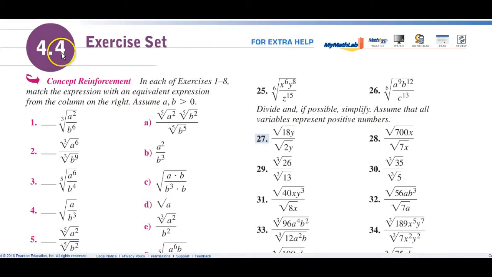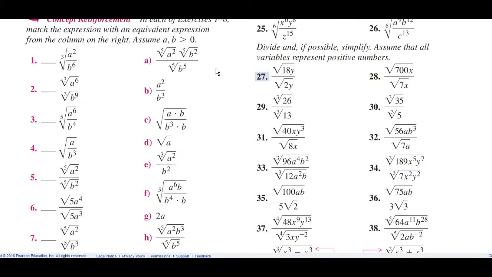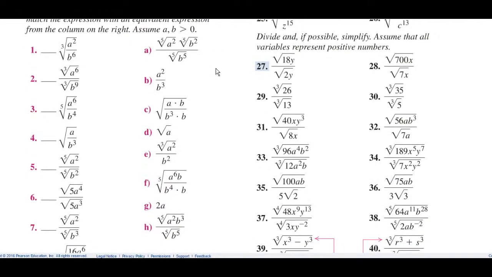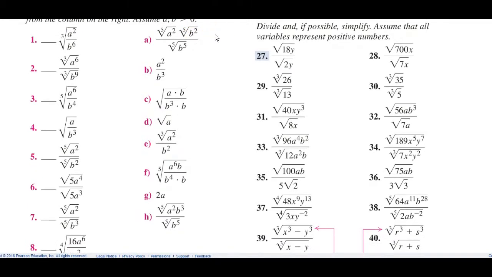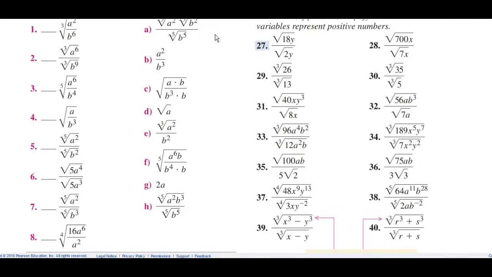In section 4 of module 4, we're going to do a little matching. So let's raise it up. It says we're going to assume that A and B are both greater than 0, so there's no negative numbers under the radical sign. So let's just get it right up there.